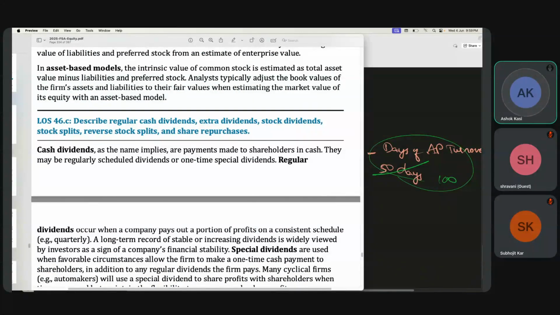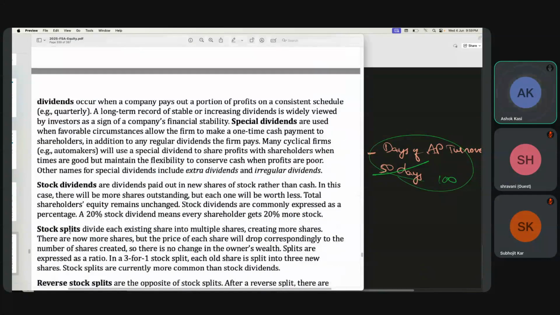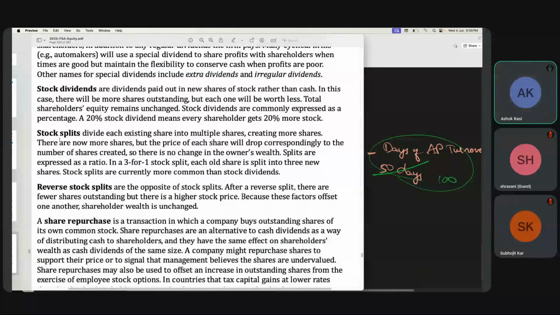These are all cash dividends. We have already discussed stock split, right? Stock split and bonus. Stock dividend means bonus only. Stock dividend is bonus. Do you remember we discussed stock split and bonus when we were doing the price weighted index? Yes, sir. Okay, then stock split also we discussed.